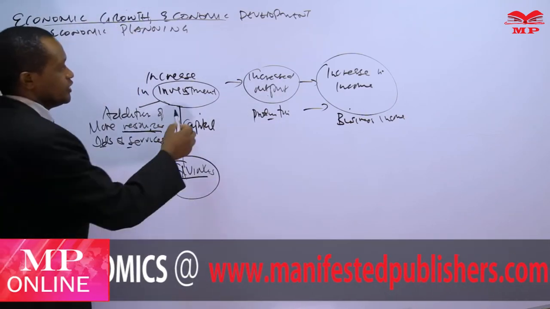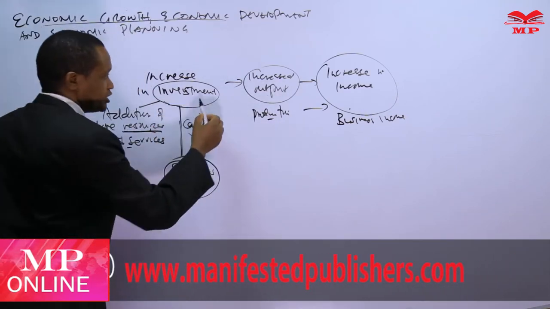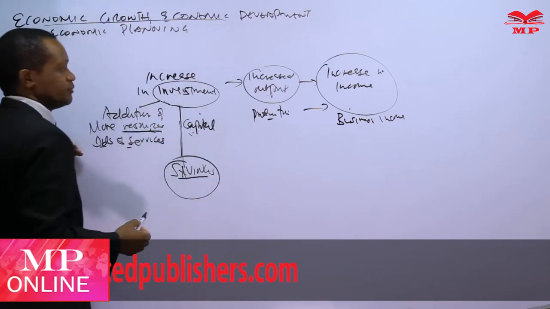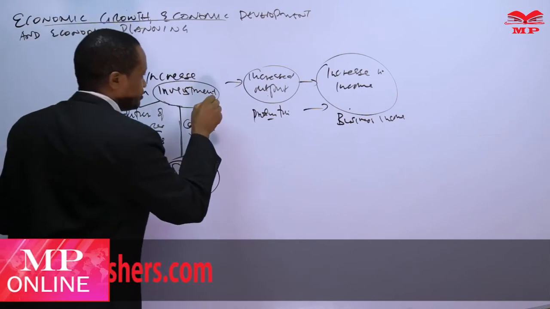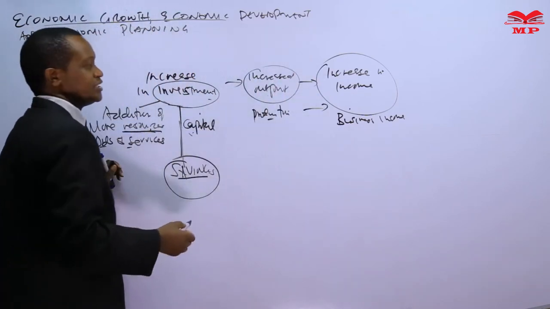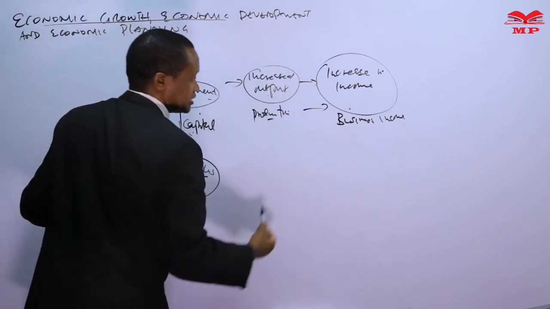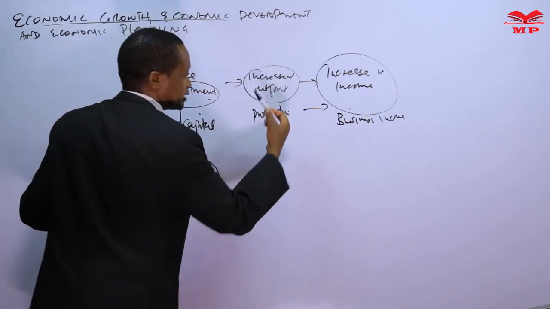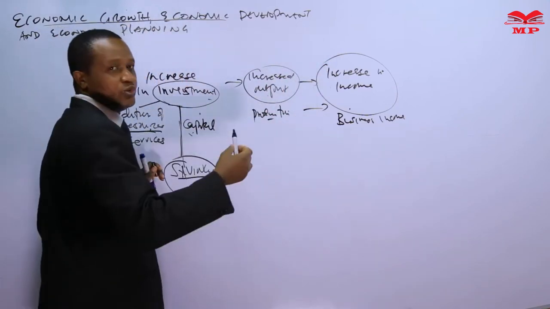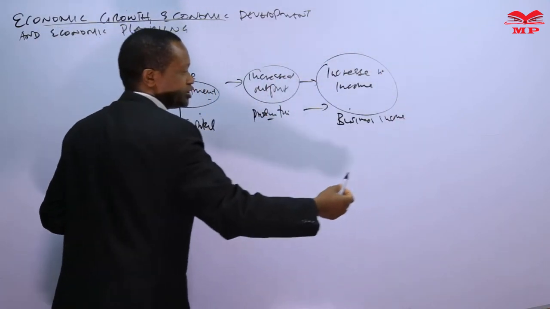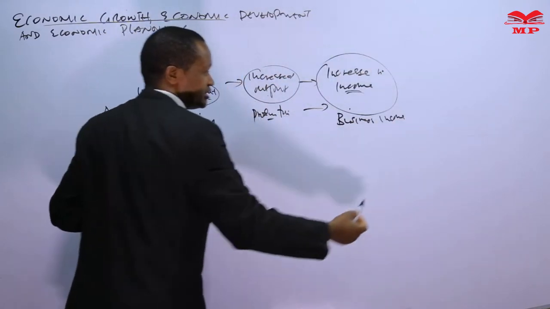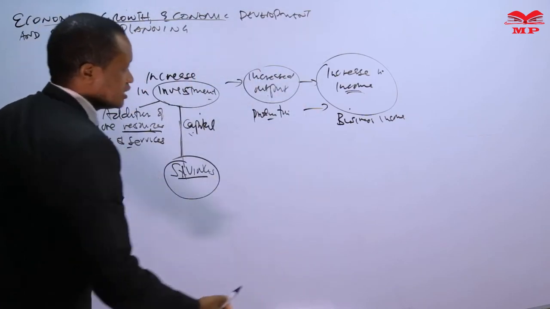Okay, then you invest. Invest in machinery. Invest in land. Invest in capital goods. Then that increased investment definitely leads to increased production. That is an increase in goods and services. Then when there is increased goods and services, you will sell those goods and services to have what we call income. The income will increase.